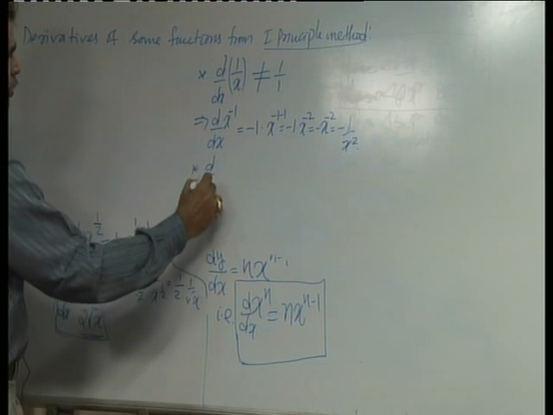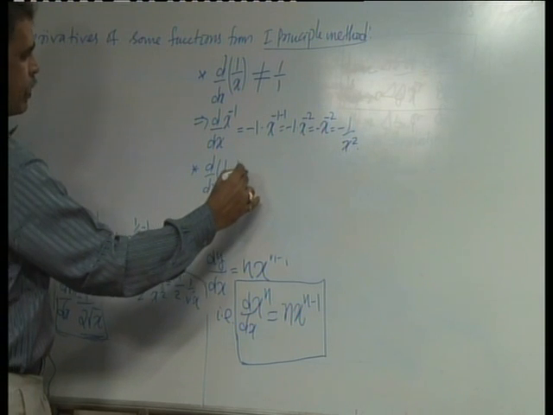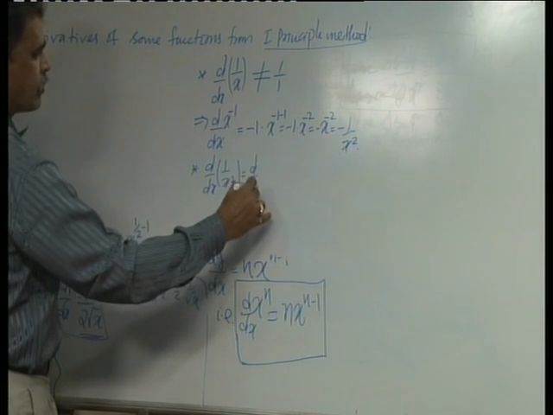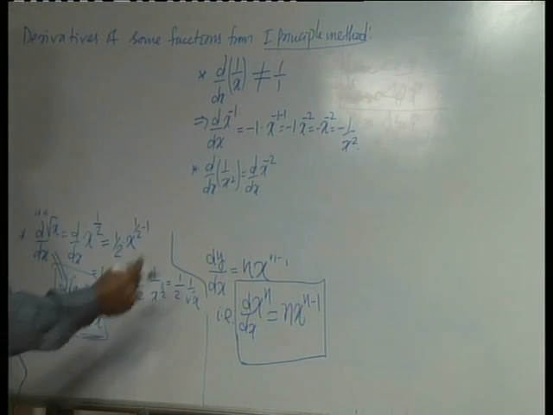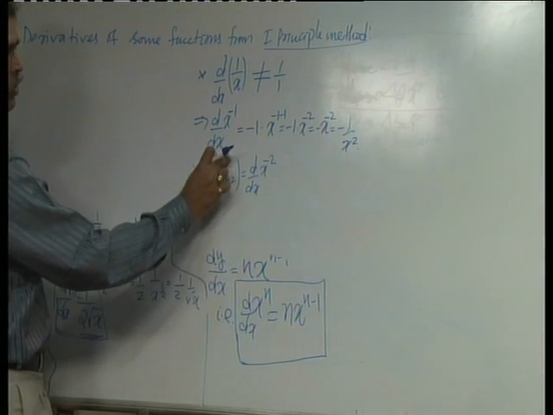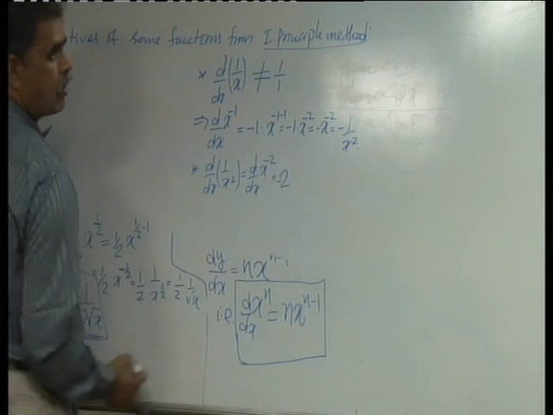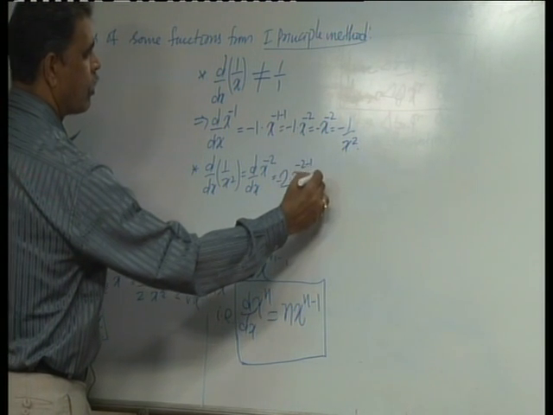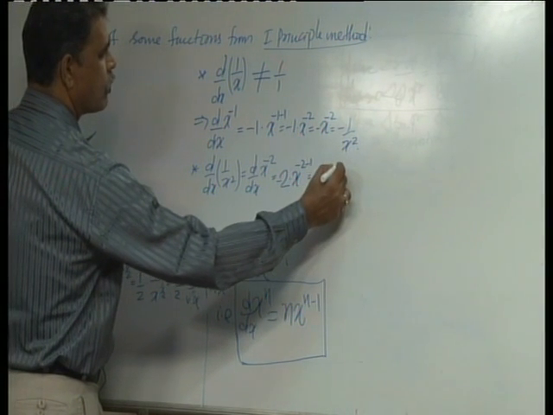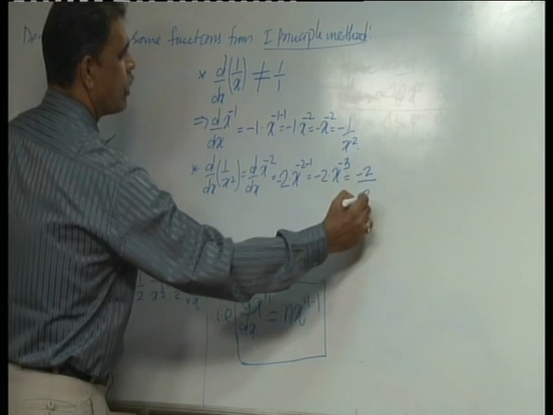d by dx of 1 by x square. It will become d by dx of x to the power of minus 2. The denominator term is taken to the numerator, and its power takes the opposite sign. What is n? Minus 2 into x to the power of minus 2 minus 1, or minus 2 into x to the power of minus 3, or you can call it minus 2 divided by x cube.